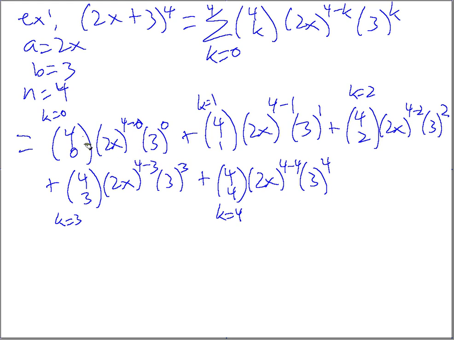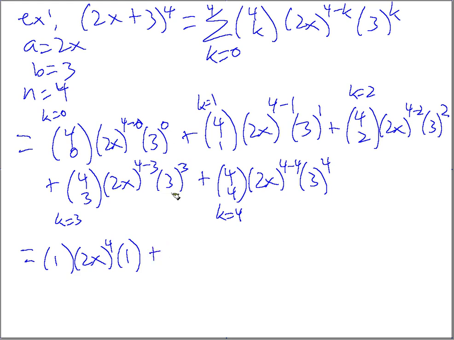But that's not hard. We have the nCr feature to do this. Just punch in 4 nCr 0 on your calculator. This is going to be 1. If I punch it into the calculator, 4 nCr 0, equal sign, that's 1. What's 2x to the 4th power? Well, it'll be 2x to the 4th power. I'm going to work that out later on. 3 to the 0 is 1, so I'm just going to put a 1 there for 3 to the 0. There's the first term.